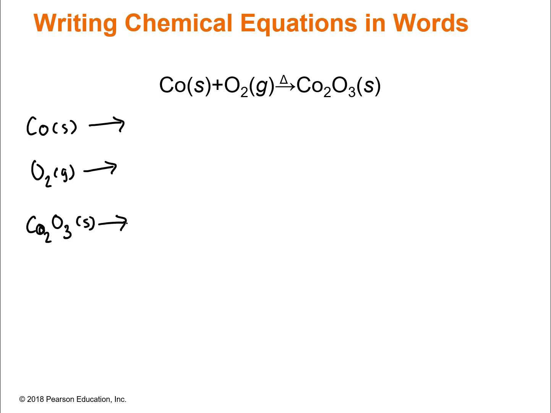First, we're going to name these. CO with an S behind it, that just means that you have solid cobalt. You can write that as cobalt metal or solid cobalt. So whenever you just see one element and then solid, it's likely a metal. So you can write metal, or to play it safe, just write solid and then the element name.